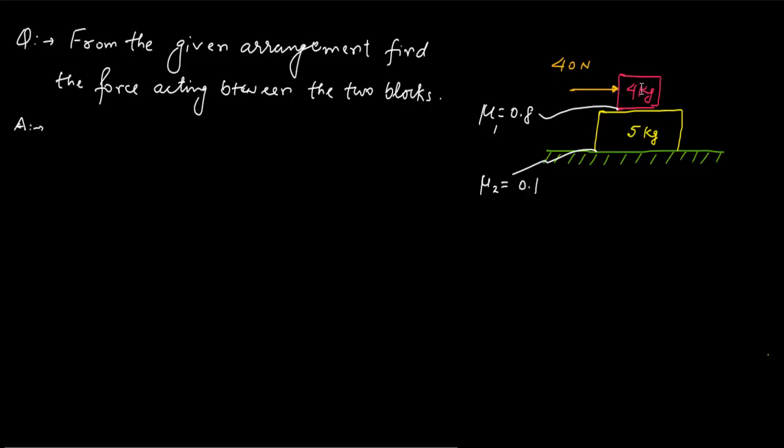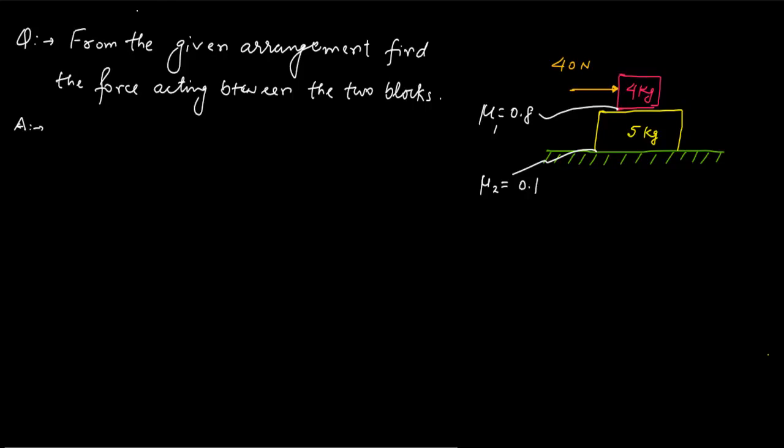This block of 4 kilogram is placed on another block of 5 kilogram, and the surface between them is frictional, having a coefficient of friction 0.8, and the surface on which this 5 kilogram block is placed is also frictional, having a coefficient of friction 0.1.